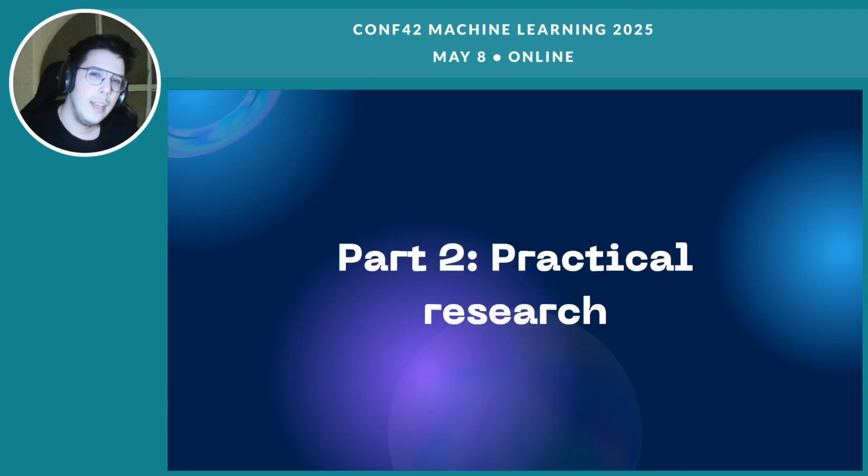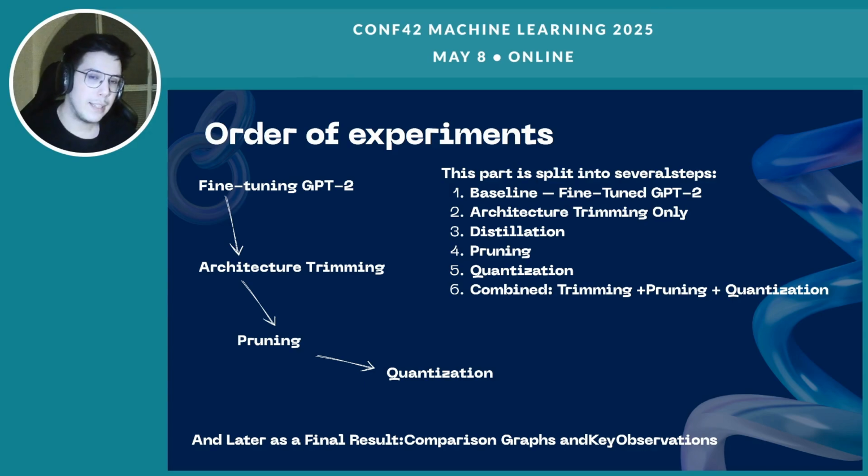So let's start with part 2, practical research. As you may guess, we already have an order of experiments here. This part will be split into several steps. First, we're going to fine-tune our model, because without fine-tuning it does not make much sense. Therefore, we will continue with architecture trimming, distillation, pruning, quantization, and then we're going to combine those methods. We're going to explain later why we do these methods in that specific order.